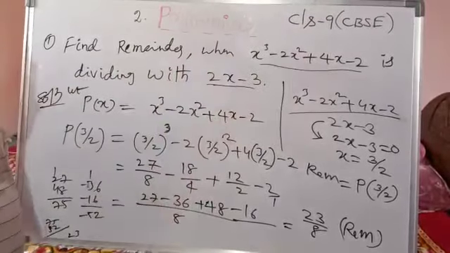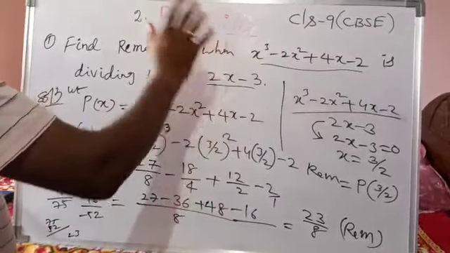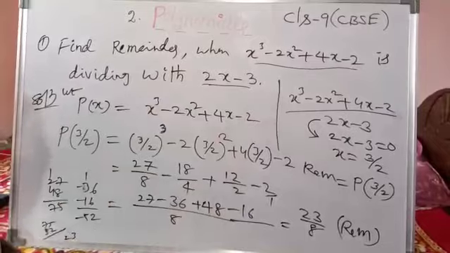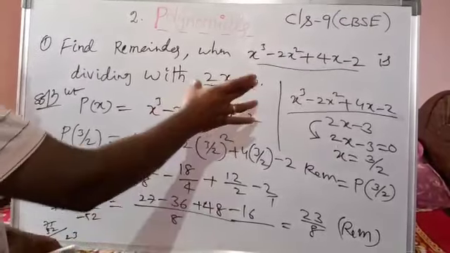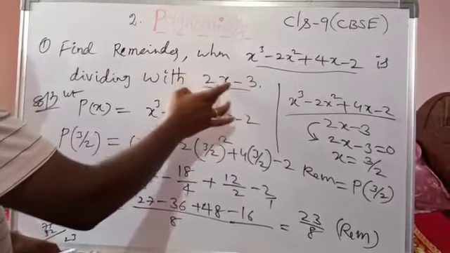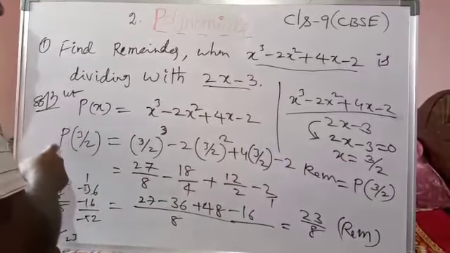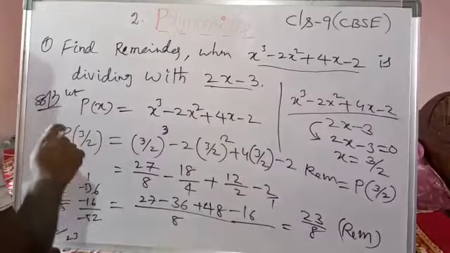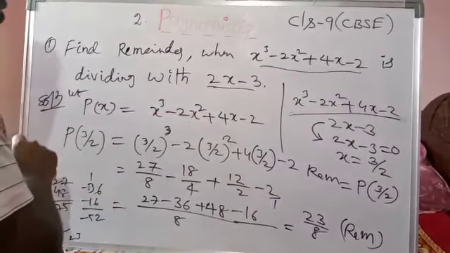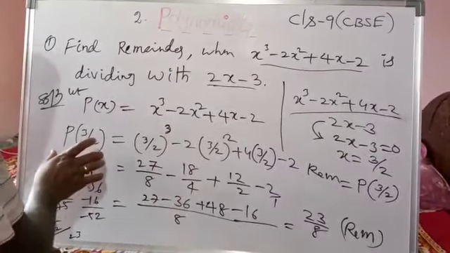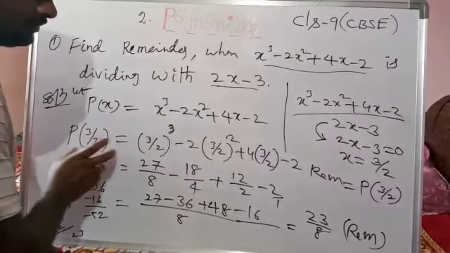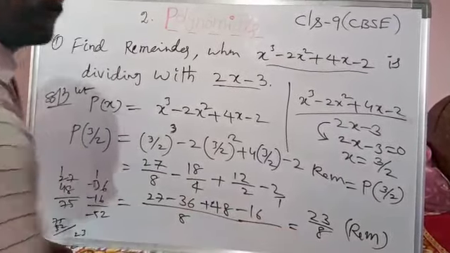Here they have given one polynomial, and this polynomial is dividing with 2x minus 3. Then find the remainder. So find out the 0 of this one, that is x is equal to 3 by 2. Find out p of 3 by 2. This p of 3 by 2 is the remainder when this polynomial is dividing with 2x minus 3. And what you got? P of 3 by 2 value, that is 23 by 8.